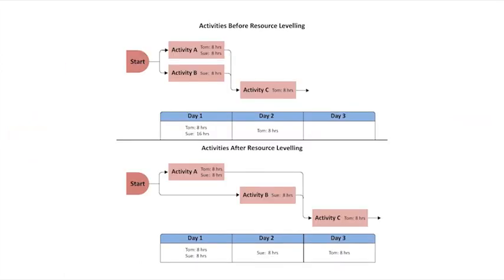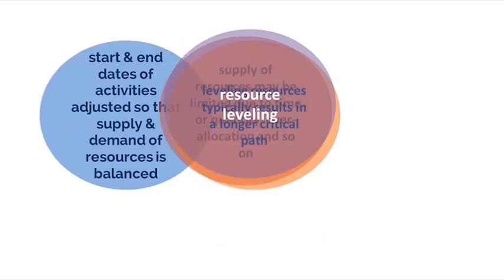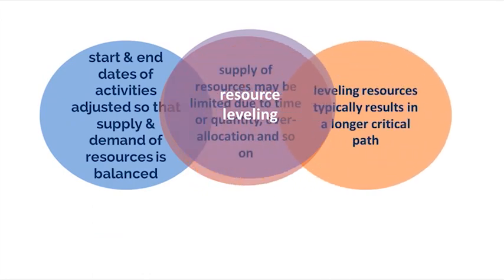Resource optimization techniques can be used to adjust the schedule model due to demand and supply of resources. Examples of resource optimization techniques include resource leveling and resource smoothing. Resource leveling is a technique in which the start and end dates of activities are adjusted so that supply and demand of resources is balanced.